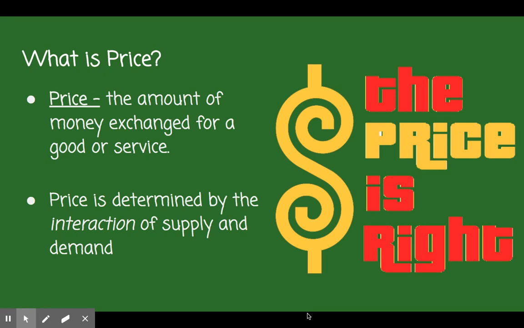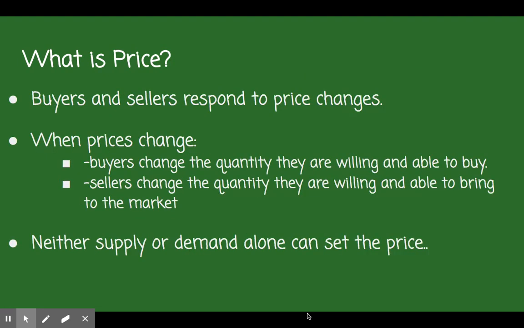Now price is determined by the interaction of what we call supply and demand. One of the most important things you need to understand is that price is determined by the interaction of those two things. We're going to talk about what those are, but you need to know that both of them are very important for determining price. You need both supply and demand.